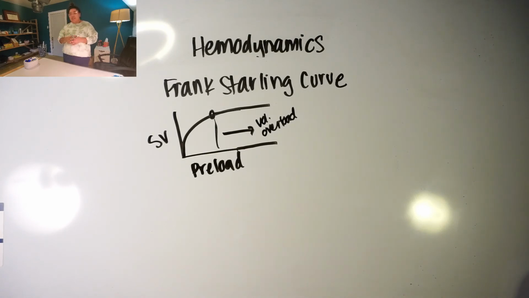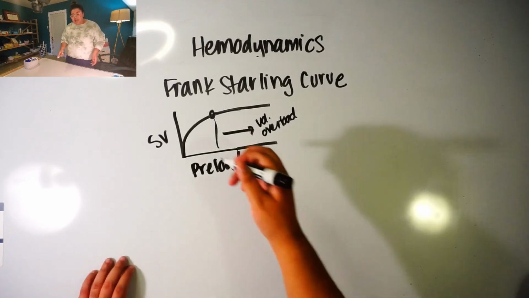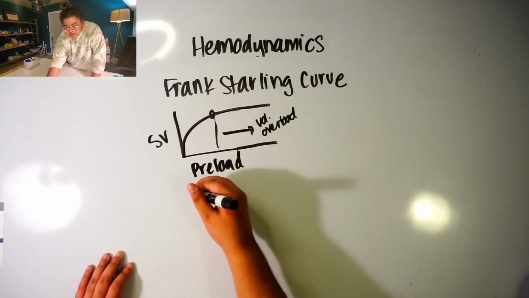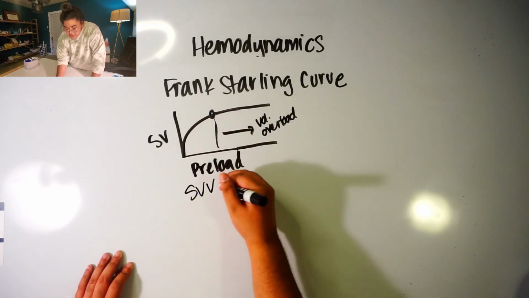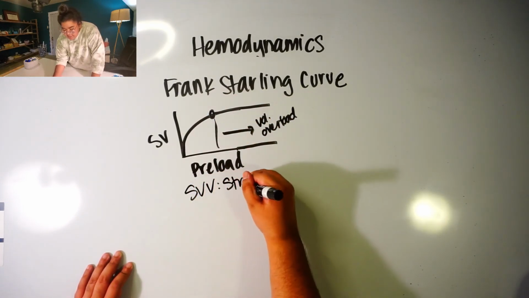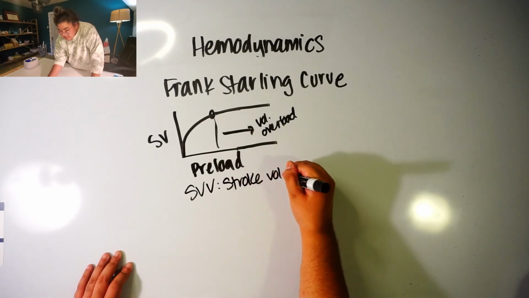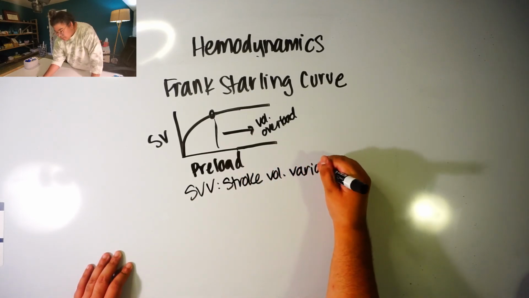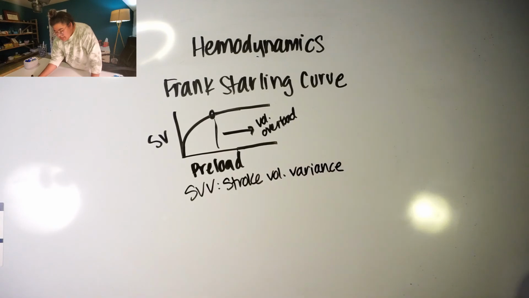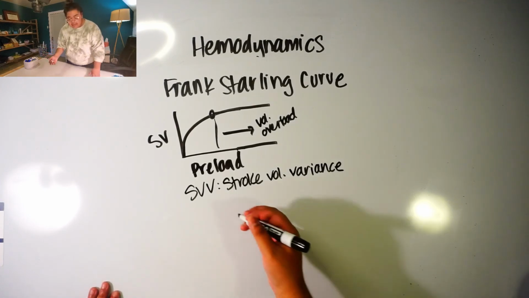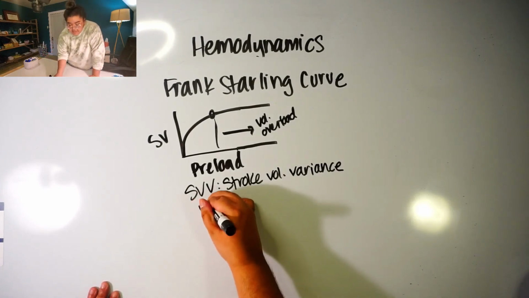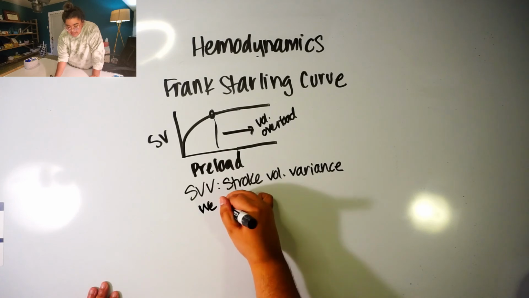So how do we know where they are on this curve? Where they are on this curve is going to be their stroke volume variance. This is the variation in stroke volume over time, and it's going to add up to a percentage. We want their stroke volume variance to be 0.